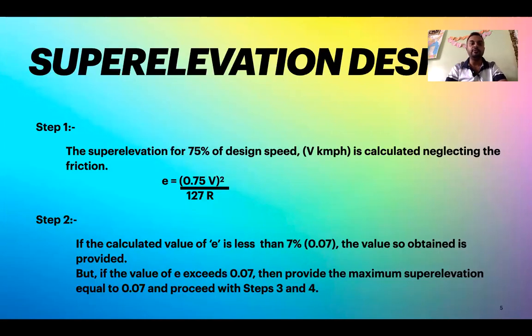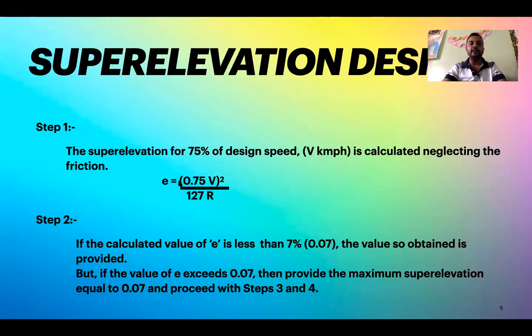The first step, we will take 75% of the design speed. If suppose design speed is 80 km per hour, you consider 75% of 80 km per hour. If the design speed is 100 km per hour, you consider 75% of 100 km per hour and calculate the value of e. Neglecting friction, e is equal to (0.75 V) whole square divided by 127 R.